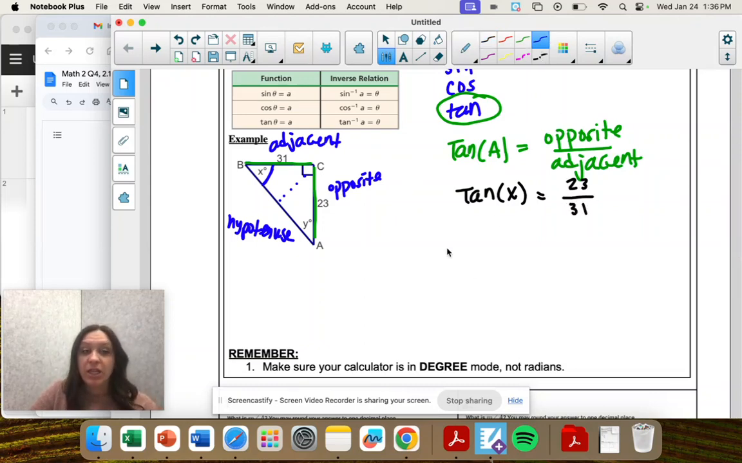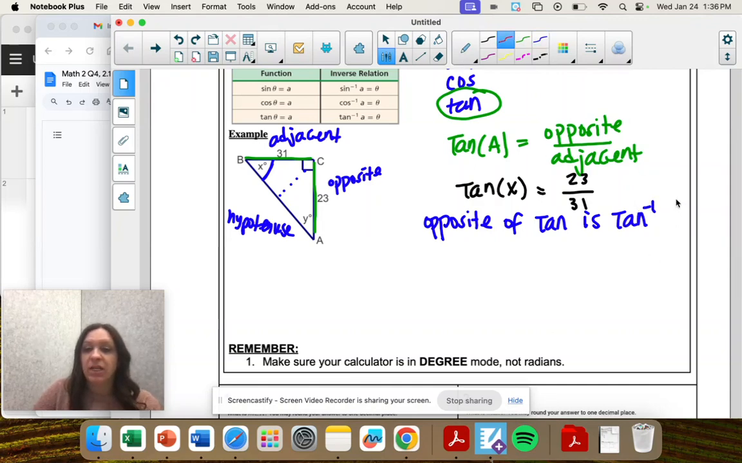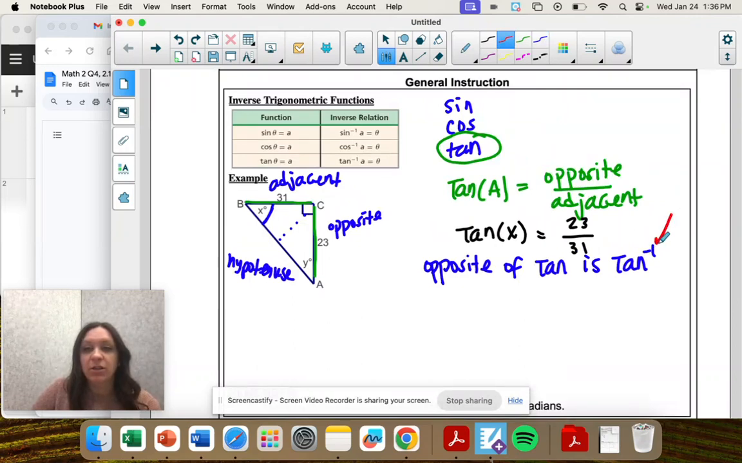All right, everything has an opposite, right? So the opposite of tangent is tangent inverse, and it's the tangent with a little -1. The -1 does not mean to the power of -1. It means inverse. That's a different notation we have to get used to. It doesn't mean exponent or power, it means inverse.